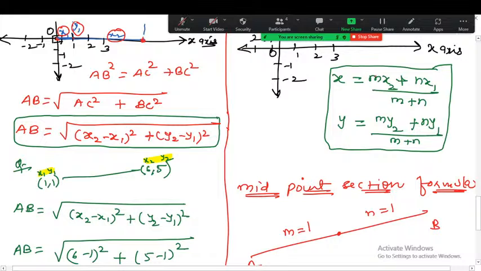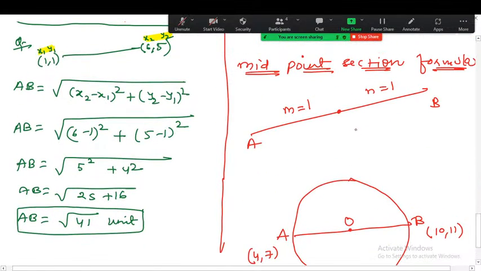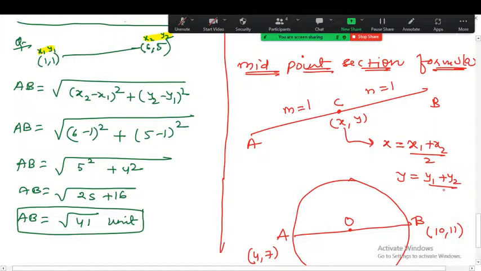In here, if I'm substituting m1 and m2, it will be x1 plus x2 divided by 2. I'm writing here that means the sectional coordinates x and y can be explained here: x is x1 plus x2 over 2, and y is nothing but y1 plus y2 over 2. In this way, we can explain the midpoint section.